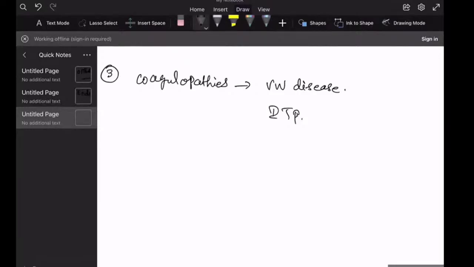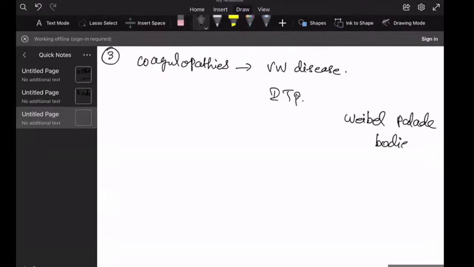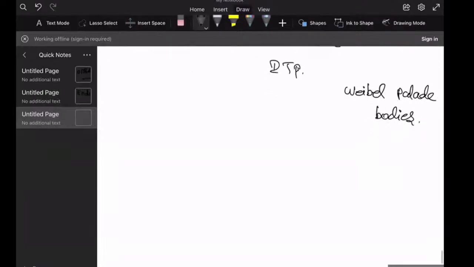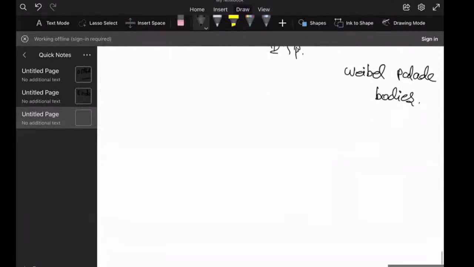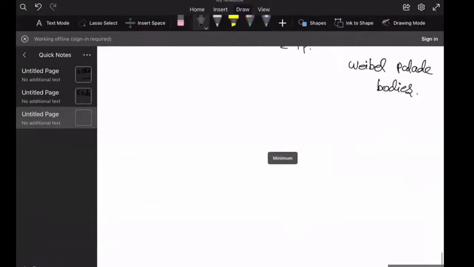Von Willebrand factor is secreted by the Weibel-Palade bodies. So this is von Willebrand disease, a factor released by the Weibel-Palade bodies.